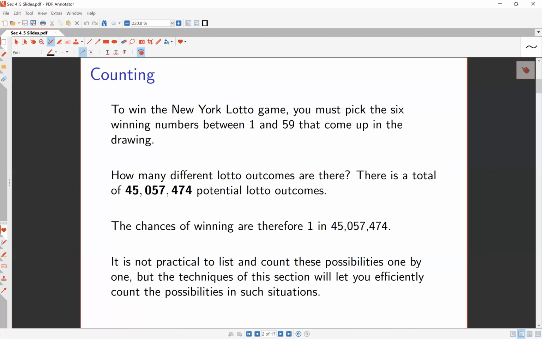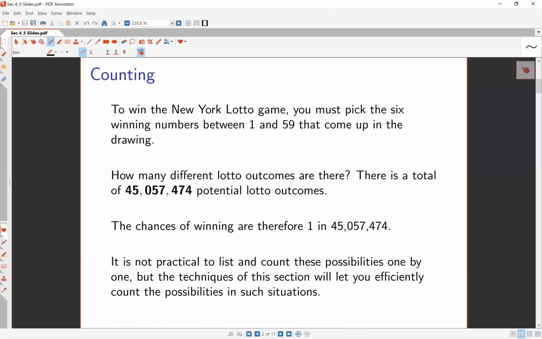Well, there is a little more than 45 million different lotto outcomes. So that's how many tickets you would have to buy. And this also means, since there is only one winning combination, the chance or the probability of you winning that specific lottery is 1 in about 45 million.